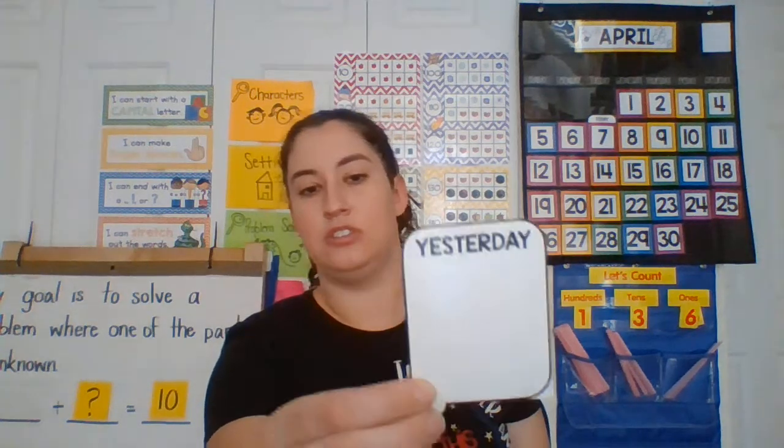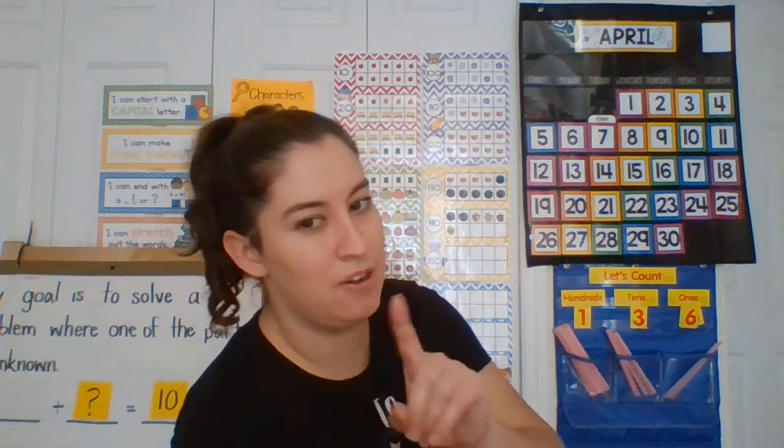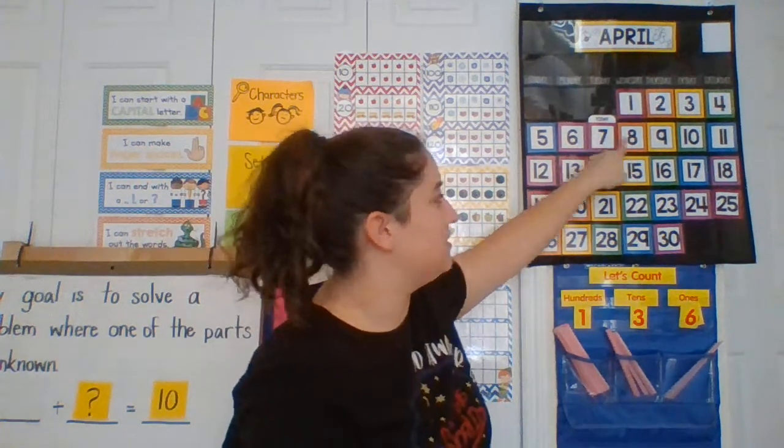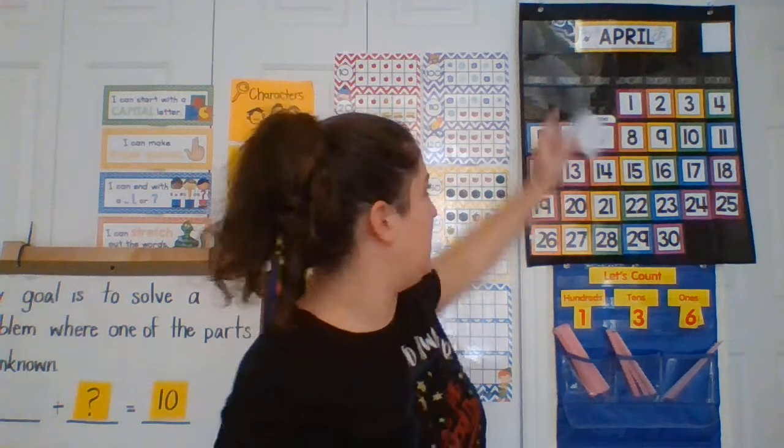Let's very quickly talk about yesterday and what yesterday was. So once again, we already went over this because we started there. Yesterday is the day before. So which one was yesterday, the 6th or the 8th? The 6th, very good. Yesterday was April 6th, and it was a Monday.